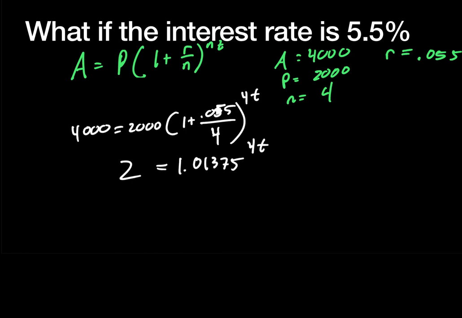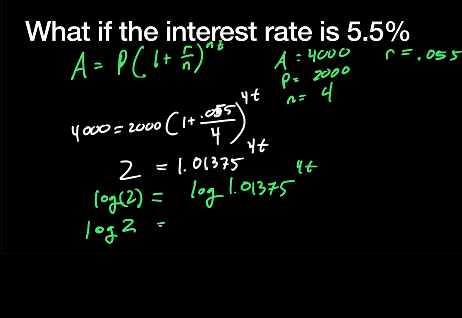Exponent is where my variable is. To eliminate it, I'm going to take the log of both sides. So I'll have log of 2 equals log of 1.01375 to the 4t, which is the same as log of 2 equals 4t times the log of 1.01375.